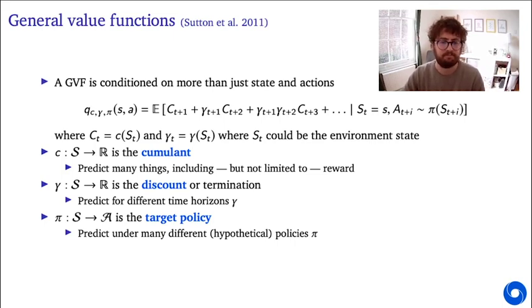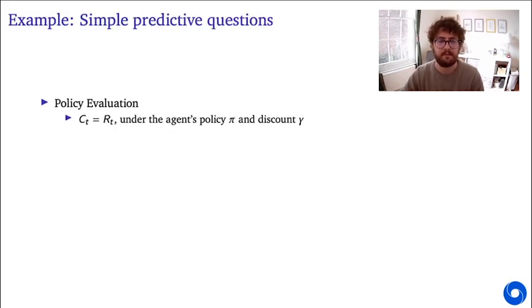Of course, this may still feel a bit abstract, so let's be even more concrete and consider some examples. If the cumulant is the main task reward, and we compute the expected discounted cumulative sum of this signal under the agent policy and under the agent discount, then the GVF prediction problem just reduces to canonical policy evaluation. That is the problem that we have dedicated so much space to in previous lectures.